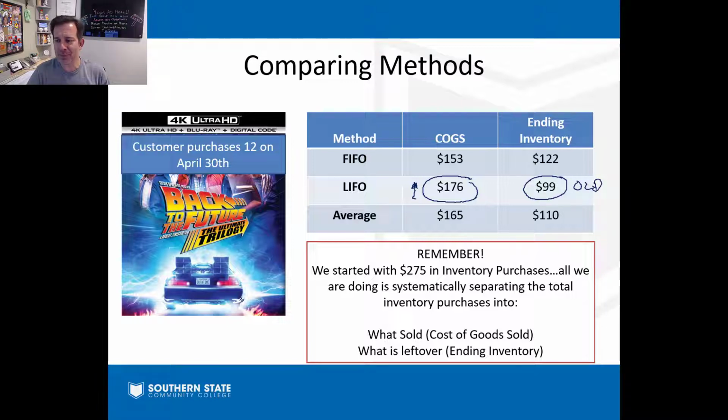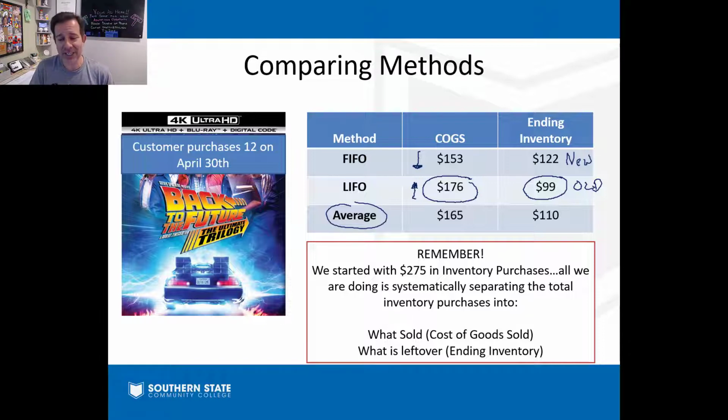FIFO is kind of the opposite. FIFO cost of goods sold in an inflationary environment is going to be lower, leading to higher net income because the ones we're putting in cost of goods sold are the first ones we bought. Inventory is going to consist of the newer items, so it's going to be a little bit higher. Average is going to split the difference between the two. You can kind of see the average cost method in between the two as far as the numbers are concerned. So, to summarize, we started our Back to the Future journey here with $275 in inventory purchases.